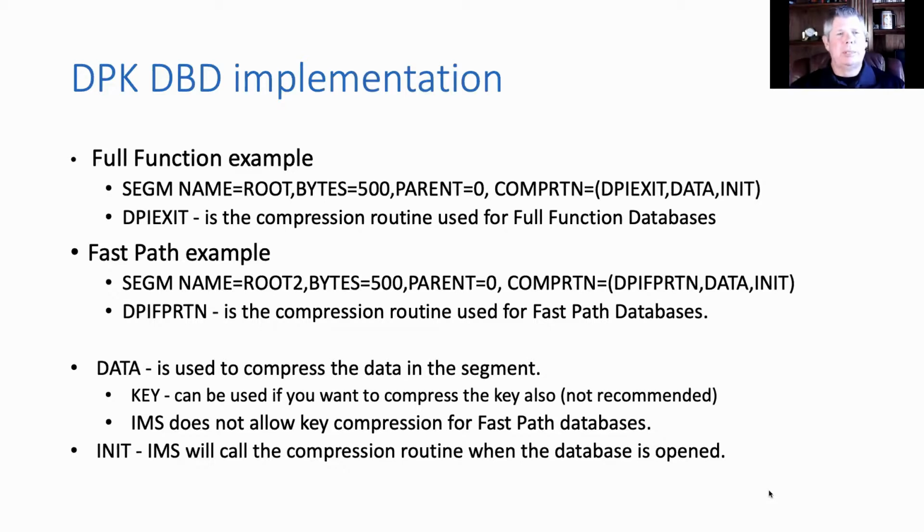Implementation is fairly simple. You make a DBD change and add a compression routine parameter to your DBD segment names. I think all the vendors do it kind of the same way. There's a different type for full function versus fast path, but you just kind of need to know what data you're going to use, and so you'll compress your data in the segments. There are data statements you can use. There's also an INIT statement you can use to force an init, so that it automatically inits the database when the database is opened.